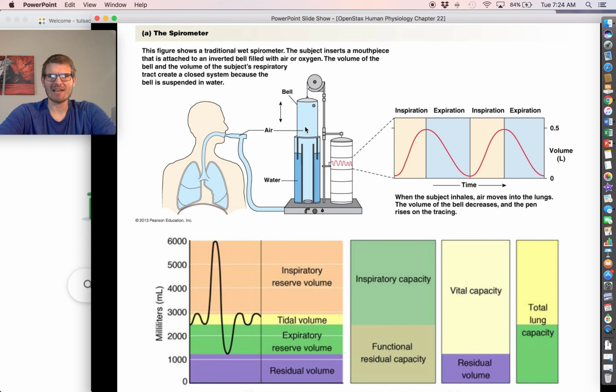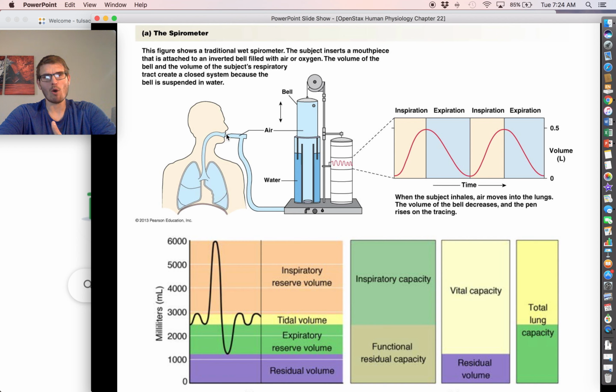Now this is kind of an archaic setup, so these sorts of things can be done in a more technologically advanced way these days with computers and such. But this is kind of what an archaic spirometry setup might look like back in the old days. So we're familiar with, obviously, the idea with inspiration and expiration, that as we breathe in and out, we are pulling air into our lungs and pushing air out.